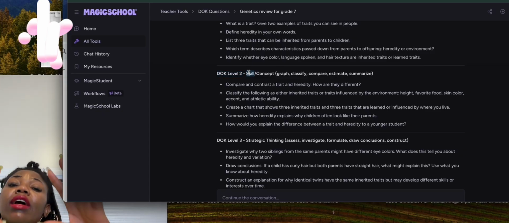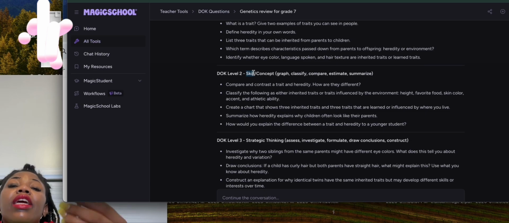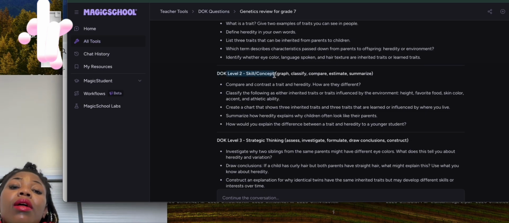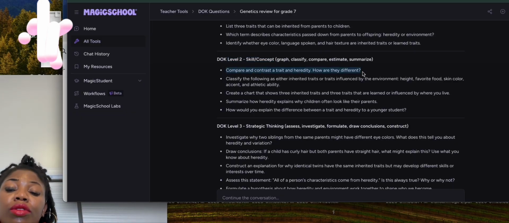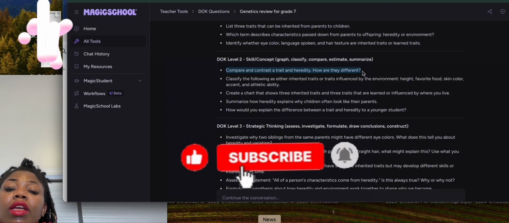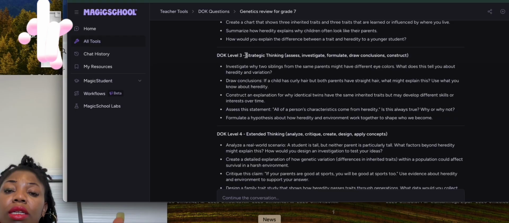classifying and comparing, which has to do with the skill or the concept, right? Like compare and contrast a trait and heredity. All of those things would have to do with what you give to this tool, to this Magic School AI. If you give it something good, you get something good out of it, right? Yes, good input, good output.